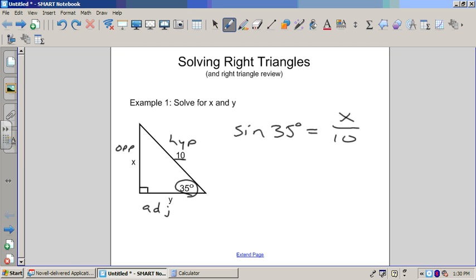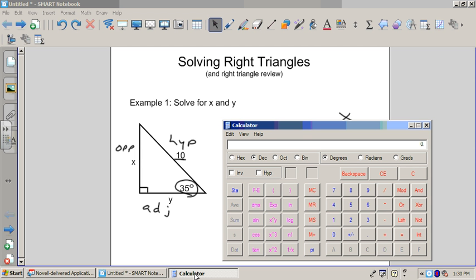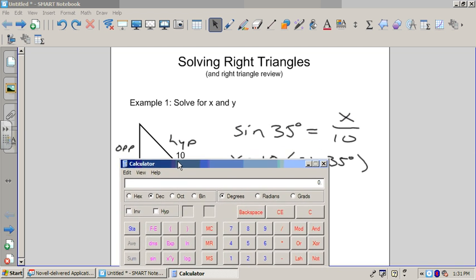So how do we know what x is? We just multiply both sides by 10. x is equal to 10 times the sine of 35 degrees. What is 10 times the sine of 35 degrees? Well, I'm going to bring up my calculator. Make sure that you're in the degree mode. If you're in the radian mode, you're going to get the incorrect answer. So no matter what type of calculator you use, make sure you put yourself in the degree mode.